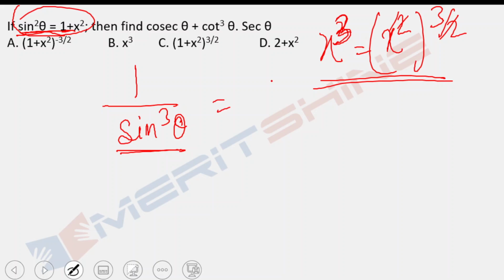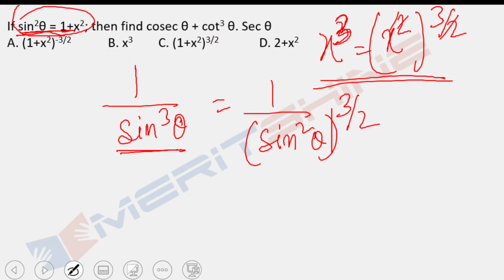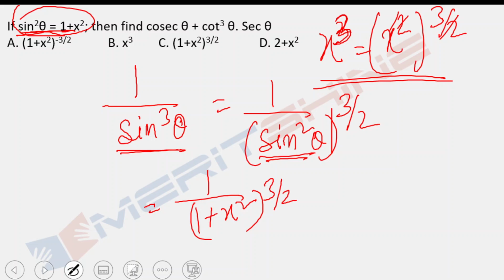So here also, because I have been given the sin square value. Why do I need the square value? Because I have been given that only. I can write sin cube as sin square theta to the power 3 by 2. Yes. Now sin square theta can be replaced by 1 plus x square, and you have 1 plus x square to the power 3 by 2.